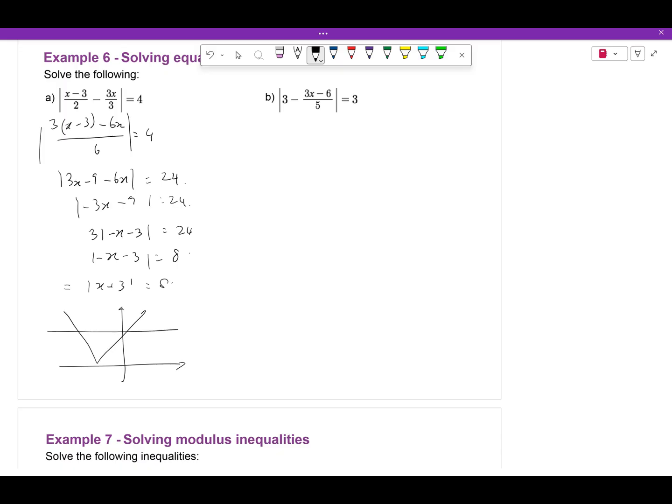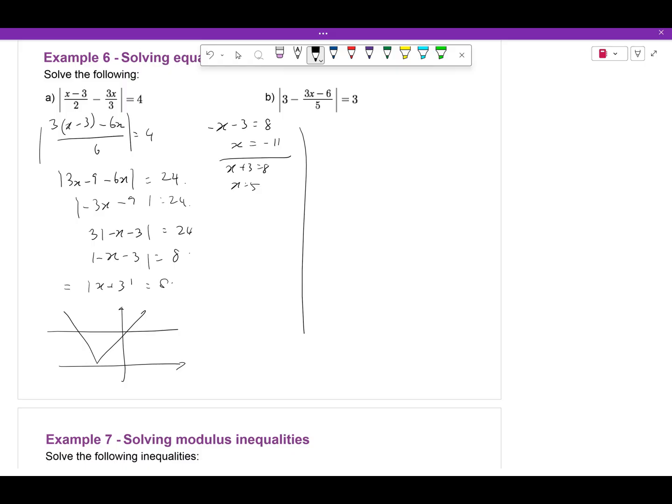It has two answers. So that means we can solve negative x minus 3 equals to 8. And our this results to negative 11. X plus 3 equals to 8. So it becomes that.